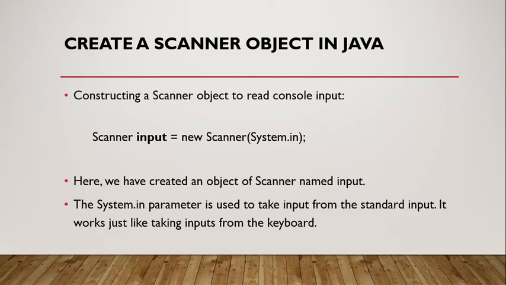The System.in parameter is used to take input from the standard input. It works just like taking inputs from the keyboard. Input is a reference that will store the location of the newly created Scanner object. That means it is going to read from the standard input stream of the program.